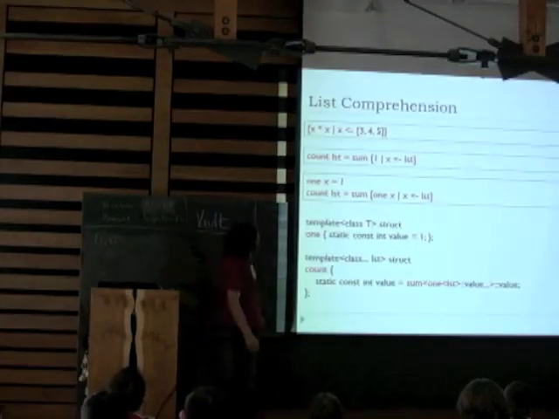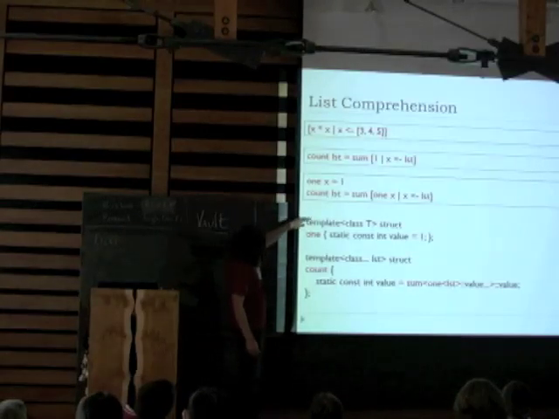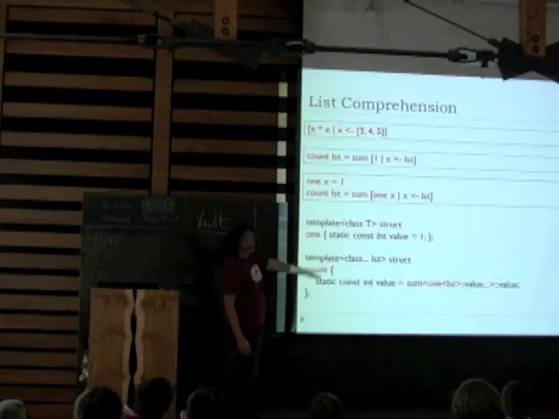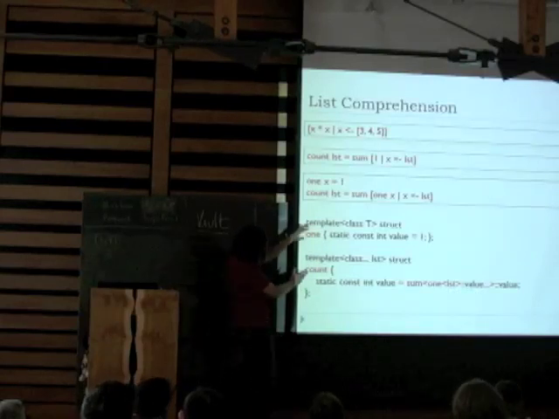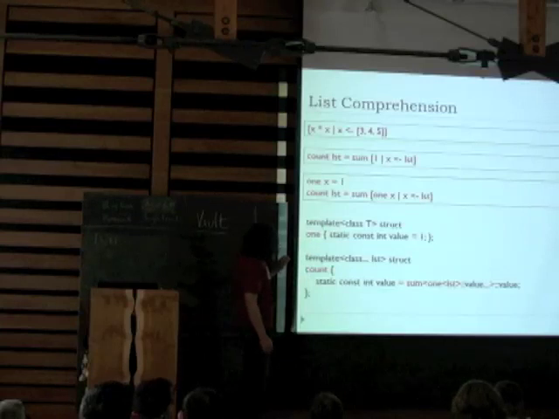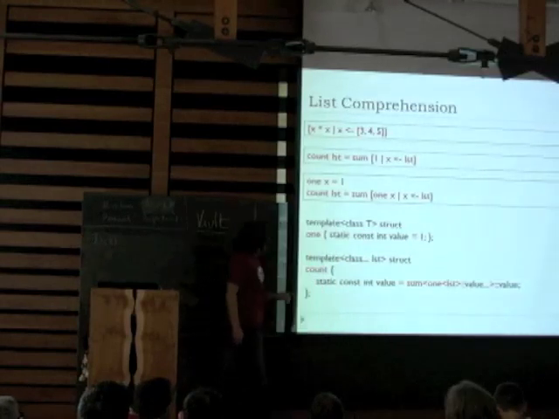So in template metaprogramming, and this is amazing because it fits here. There's no second page to this. Okay? So this is coming as close to Haskell as possible. So function one, right, it just returns one. It's a metafunction, returns one.